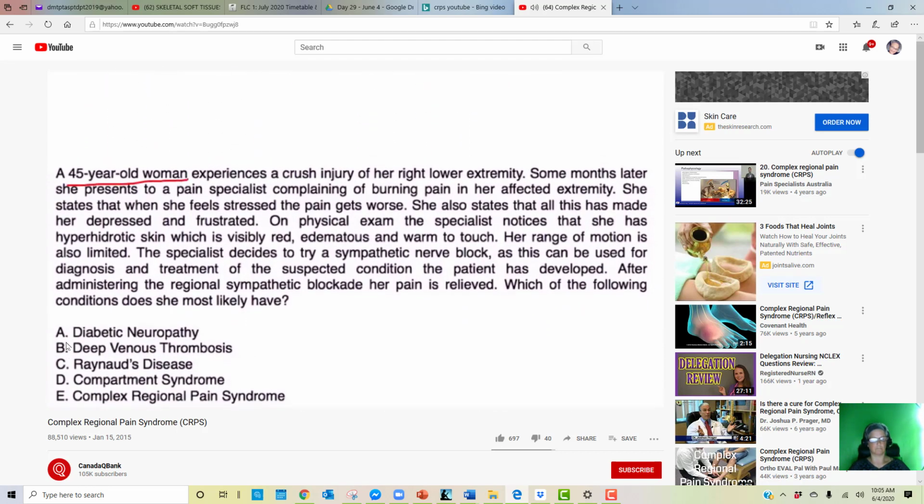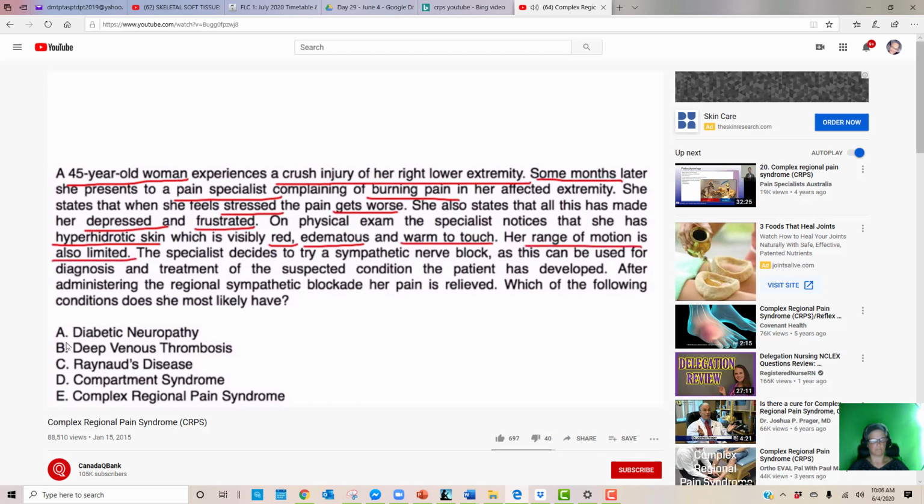A 45-year-old woman experiences a crush injury of her right lower extremity. Some months later, she presents to a pain specialist complaining of burning pain in her affected extremity. She states that when she feels stressed, the pain gets worse. She also states that all this has made her depressed and frustrated. On physical exam, the specialist notices that she has hyperhidrotic skin, which is visibly red, edematous, and warm to touch. Her range of motion is also limited.